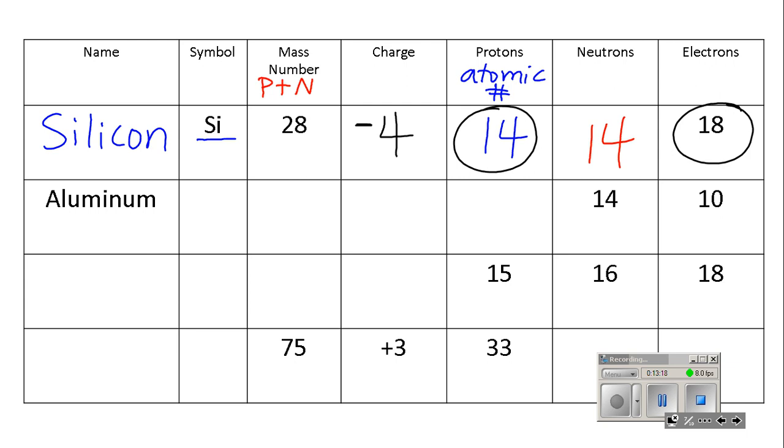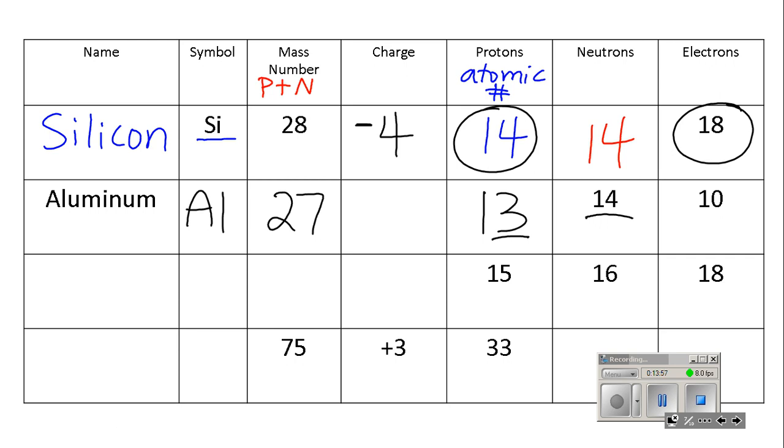Okay, aluminum. So we've got the name of the element. What we're going to do is then find the symbol. Aluminum symbol is Al. In this case, the only thing that we should ever really pull from the periodic table is either the name, the symbol, or the atomic number. So let's find the atomic number of aluminum, which is 13. And now what we can do is fill in the rest of this chart. So to get our mass number, we're going to add 13 protons and 14 neutrons, and that gives us a mass number of 27.